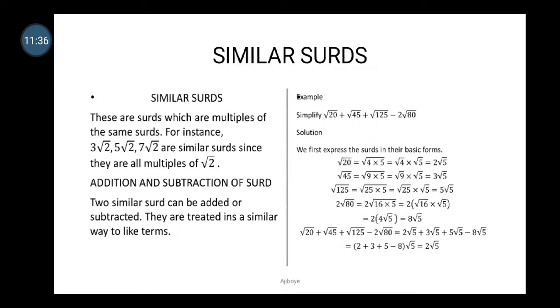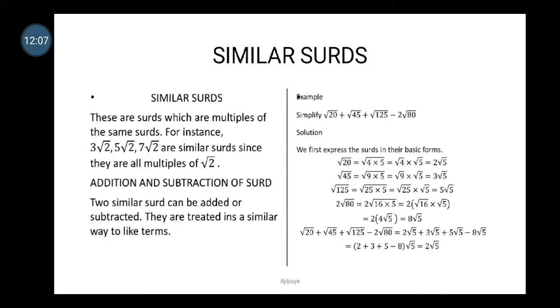Two similar surds can be added or subtracted by considering their similarity in terms of the surd. In this case, they are treated in a similar way to like terms. I will say that again. When you have similar surds, these similar surds are treated as like terms.